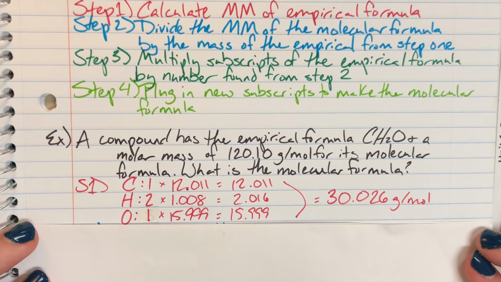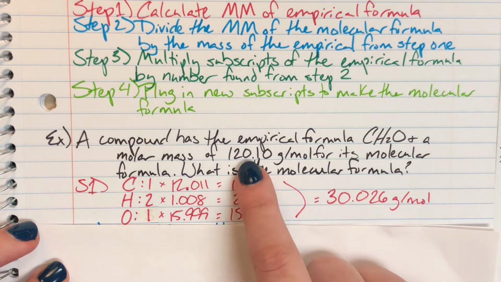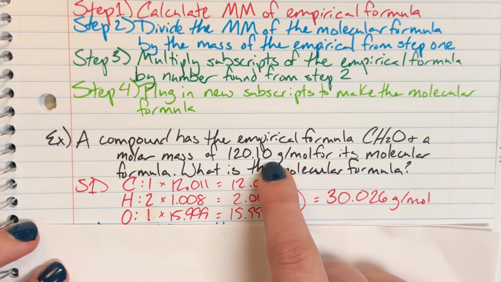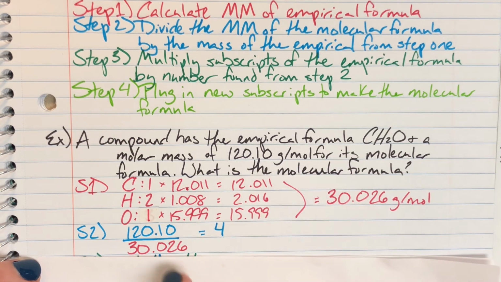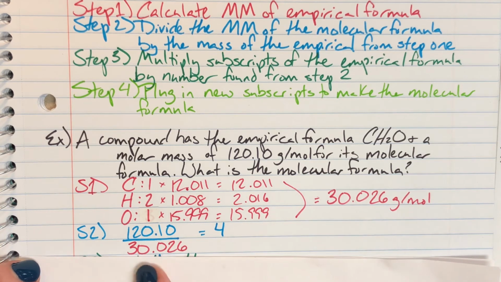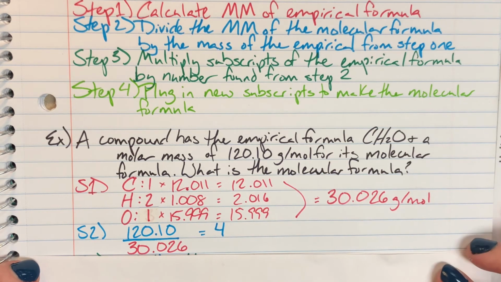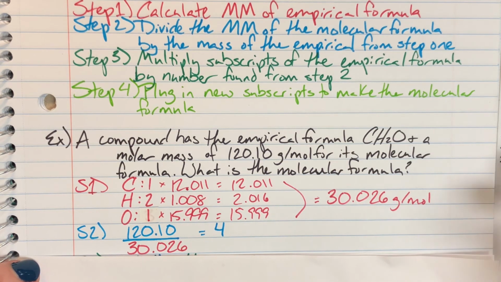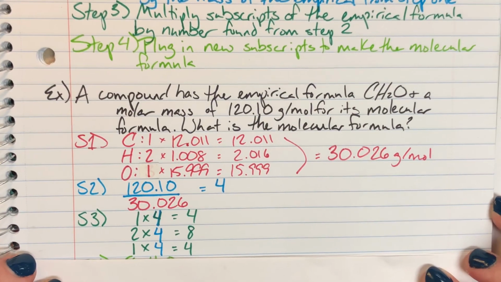Step 2, I'm going to go ahead and divide the molar mass of my molecular by that of my empirical. My molecular molar mass was provided in my actual question, so I am going to be dividing 120.1 by the new number that I just found, the 30.026. When I did that, I got a number that was close enough to round to 4, and that meant I could go ahead and multiply all of my subscripts from my empirical formula, which were 1, 2, and 1 respectively, by 4. And so I did that.